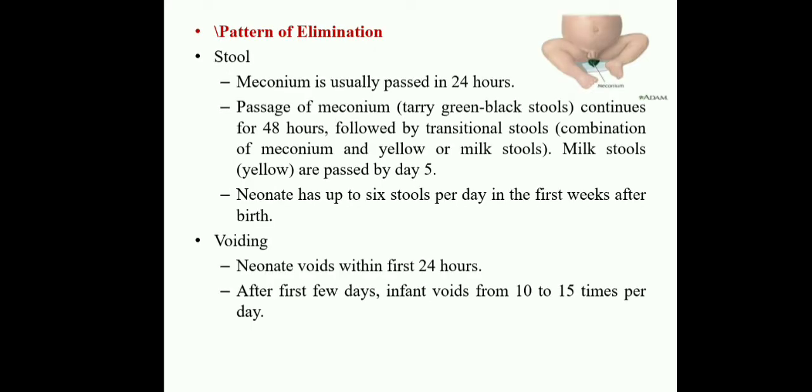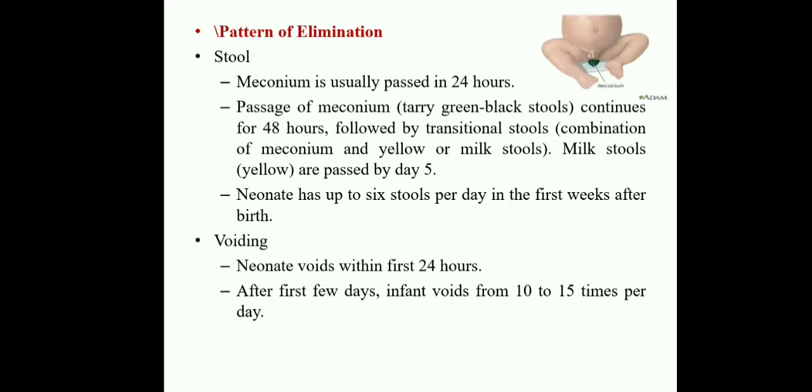And next one is the pattern of elimination. Here in the pattern of elimination, everything you should observe, that is stools and voiding. Okay, stool. The first stool the baby passes is called meconium. Meconium is usually passed within 24 hours. If any baby has not passed the meconium, means the first stool, within 24 hours, it indicates that some intestinal obstruction or imperforate anus is there. Okay, that time everything you should observe and go for the doctor.